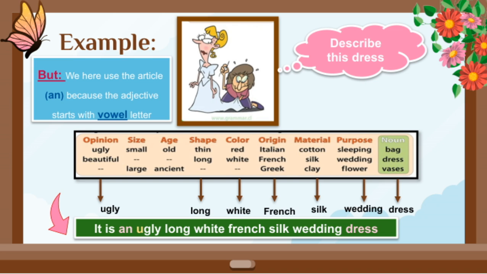It's also long, emphasizing its length. Then the dress is white, which is a common wedding dress color, and French, indicating its style or origin. Next, we have silk, describing the material, luxurious and smooth. Wedding tells us this dress is intended for a wedding, and finally, dress is the noun that ties it all together. So, when describing something with multiple adjectives, especially when the first adjective starts with a vowel sound, we use "an" to keep the flow smooth and natural.